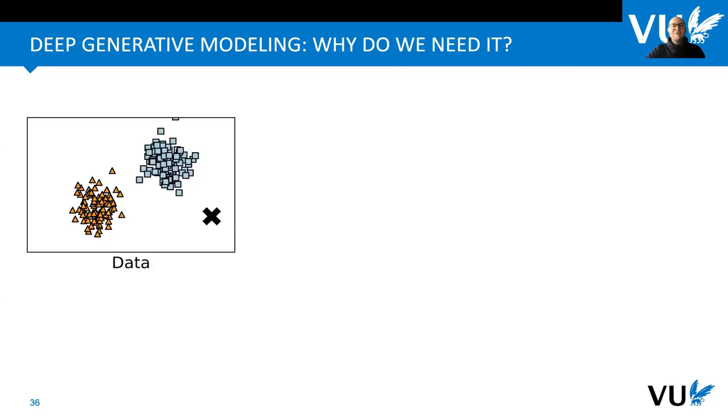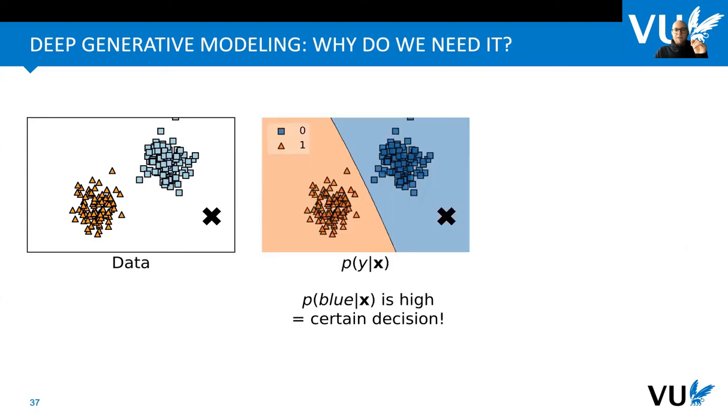Another example, even simpler. Let us imagine that we have two sources of data. I mean, we have two classes, orange triangular objects and blue squarish objects, right? And we have some new data point, this big X. And this is our data.